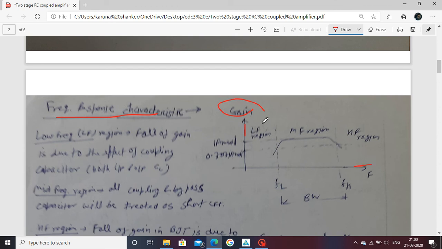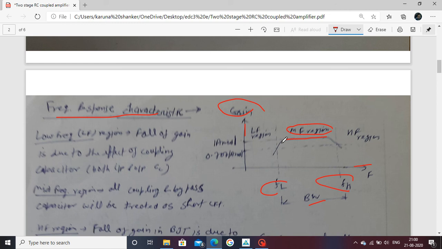In the frequency versus gain plot, you see FL and FH, where FL means lower frequency and FH means higher frequency. Between them there is the bandwidth, which means higher frequency minus lower frequency is called bandwidth. The difference between the higher frequency and the lower frequency is called bandwidth. Here you see that this range is the mid frequency range. Here we mention the mid frequency range.